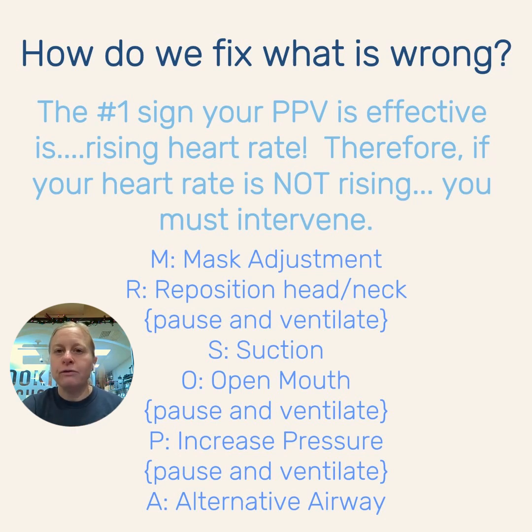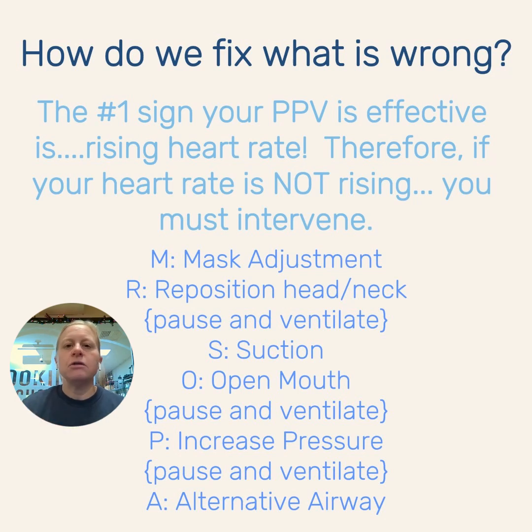So that is when our old friend, Mr. SOPA, comes in. What the 8th edition of NRP tells us is that we should do those things in twos. So we do the MR, so mask readjustment, reposition the head, pause and ventilate. Give the baby a good 5 breaths. That's about 15 seconds, right? Because we're doing breathe, 2, 3, breathe, 2, 3, where the breathe is inspiratory time and the 2 and the 3 is expiratory time.